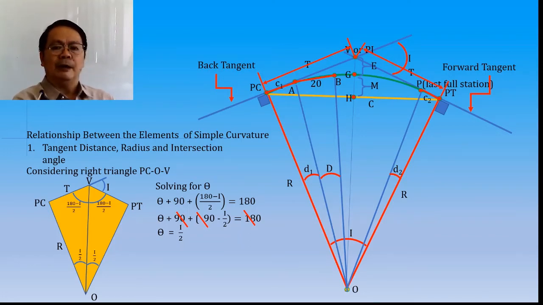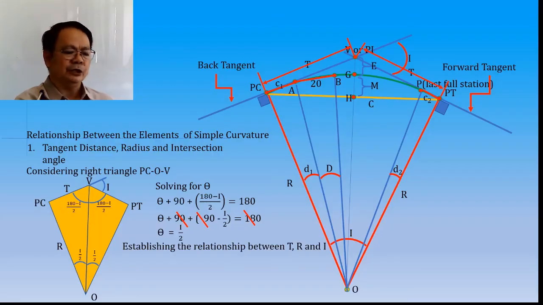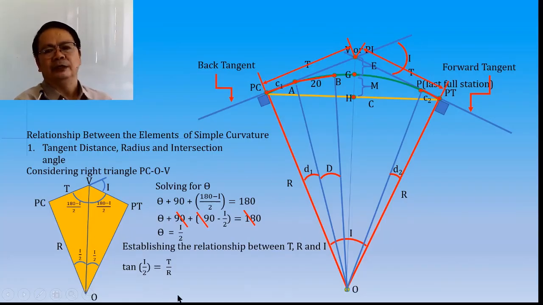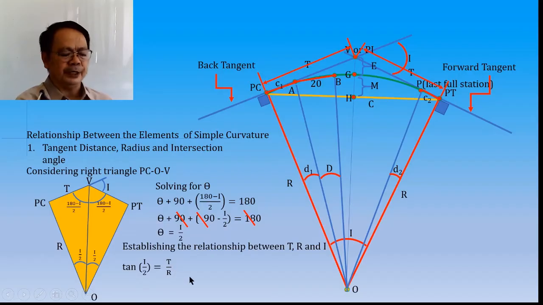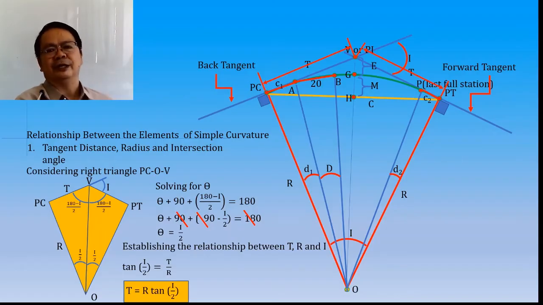So we can now apply the function of the right triangle, okay? Establishing the relation between T, R, and I. So, tingnan natin mabuti yan. The ratio of T over R is equal to tangent of I over 2. Di ba? Simple relation between the trigonometric function. And therefore, from here, we can solve for T. T is equal to R tangent of I over 2. And this is the first relation that we shall have, the relation between T, R, and the intersection angle I.